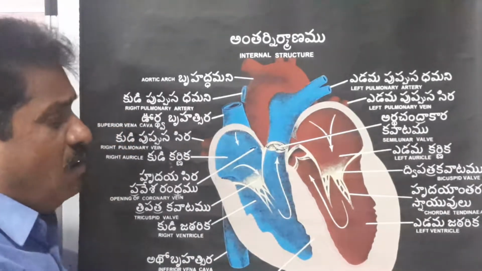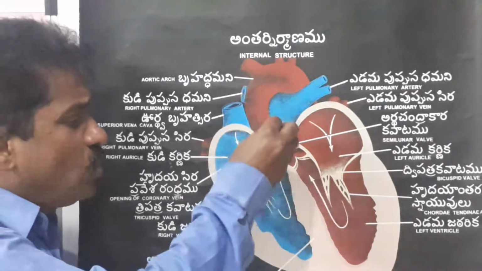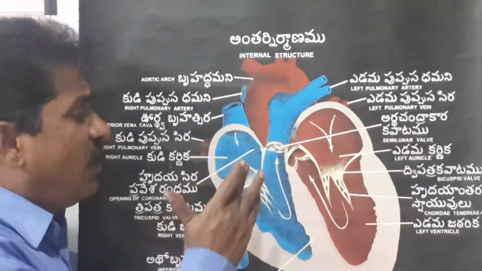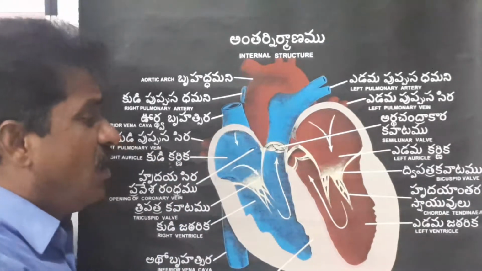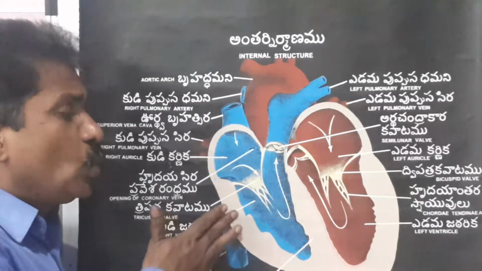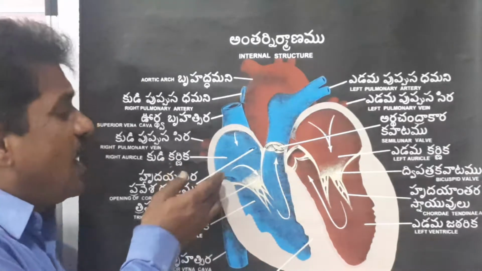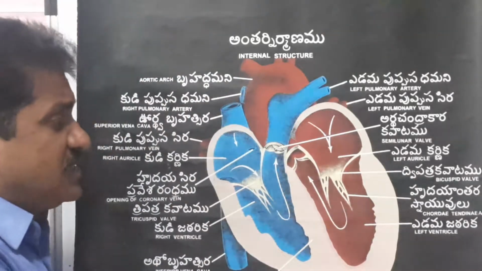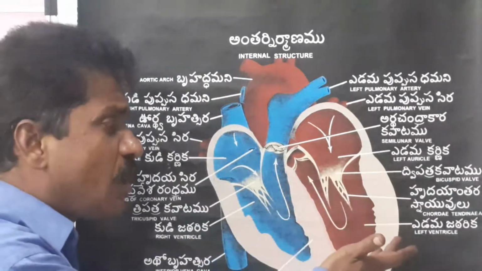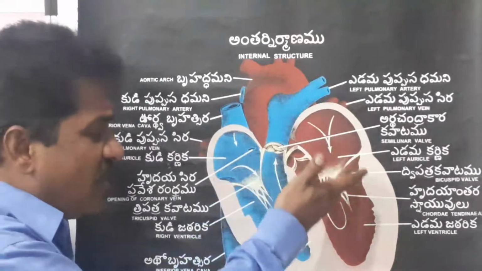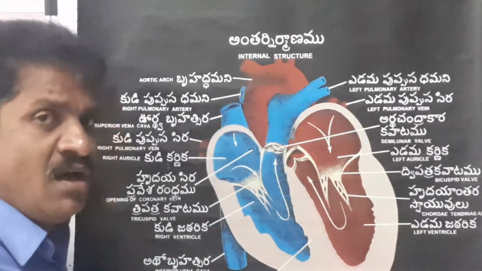Children, heart is divided into four chambers by two grooves. One is vertical, another one is horizontal. Right side part of the heart is divided into two chambers. One is anterior and another one is posterior. In the same way, in the left side also two chambers are there. One is anterior and another one is posterior region.